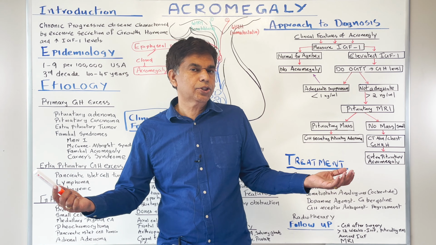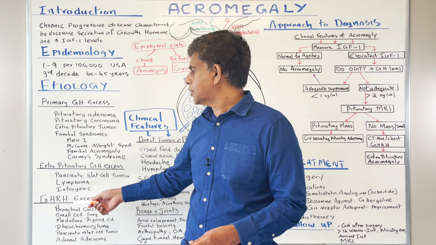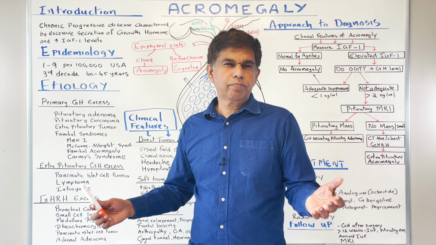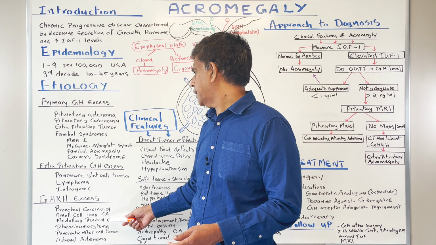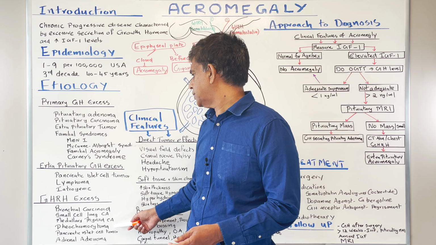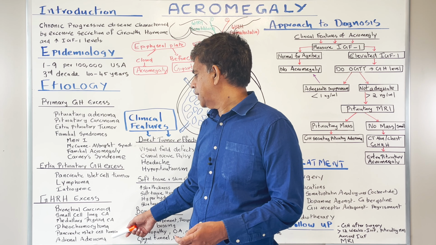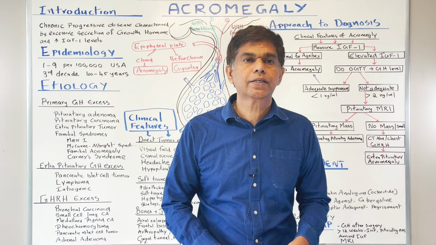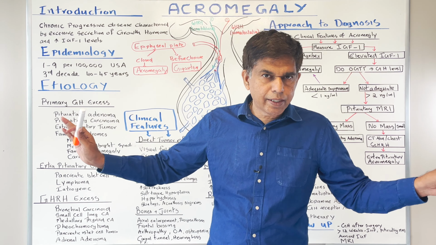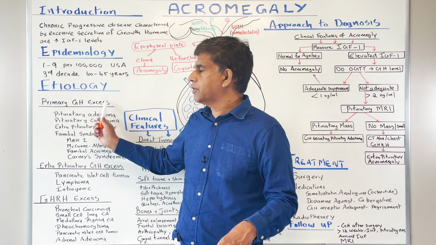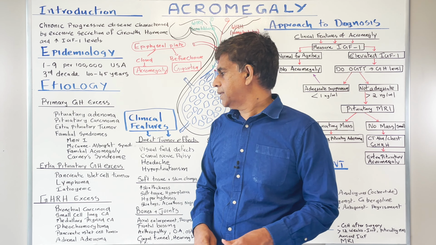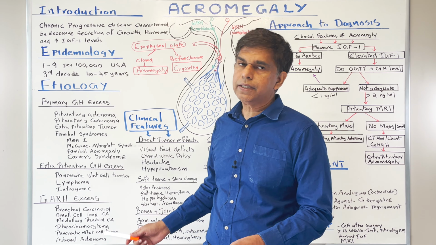It could also be iatrogenic causes. And the last one, you've got growth hormone releasing hormone excess, from things like bronchial carcinoid, small cell lung cancer, medullary thyroid cancer, pheochromocytoma, adrenal adenoma, and all of these cause growth hormone releasing hormone excess. Okay, so there are 3 major categories we need to know. One is primary growth hormone excess, the next is extrapituitary growth hormone excess, and finally growth hormone releasing hormone excess.